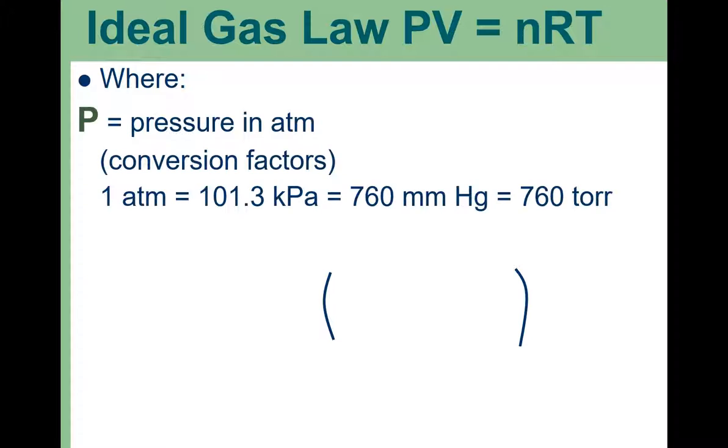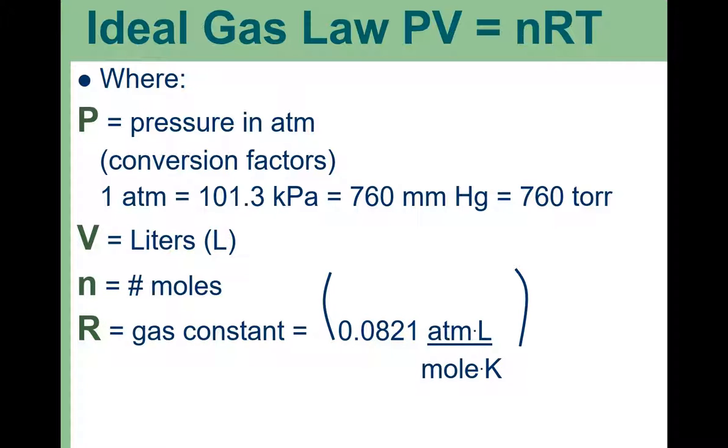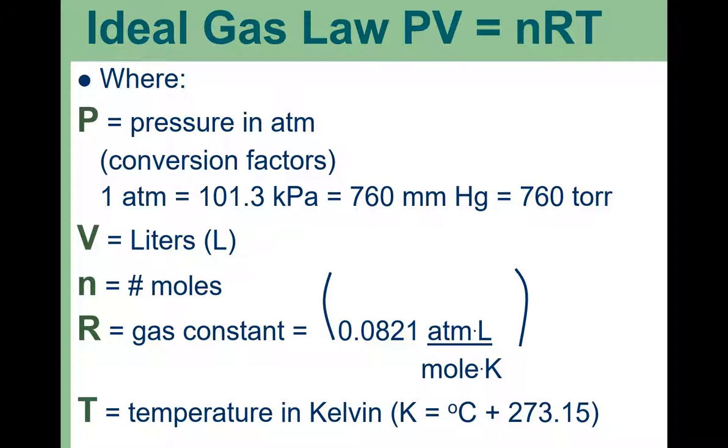In the ideal gas law, P is pressure in atmospheres. It has to be in atmospheres, so you have to use the conversion factors to get it into atmospheres. Volume is in liters, so if it's in anything else but liters, you have to convert it. N is the number of moles. R is a constant. If you remember your constant or put it on your 3x5 card, you will always know what units perv nert needs to be in. And temperature must be in Kelvin, so make sure you always put temperature in Kelvin.